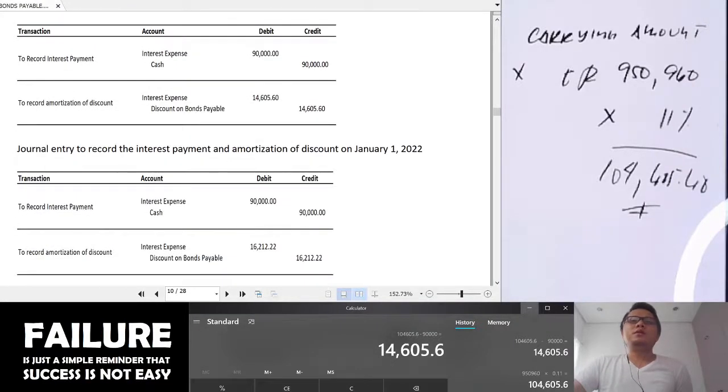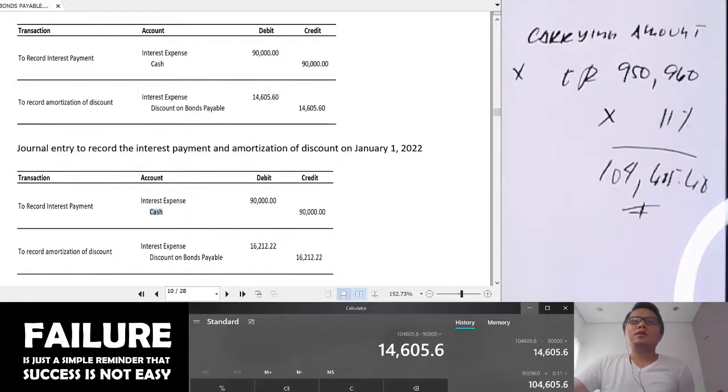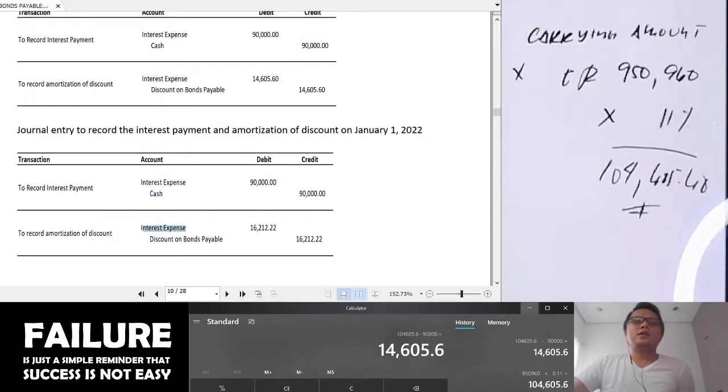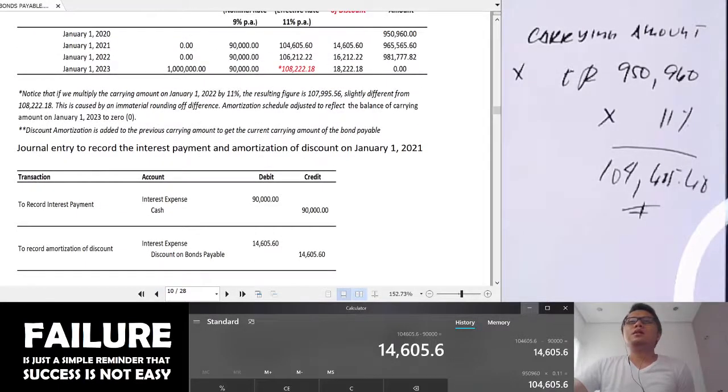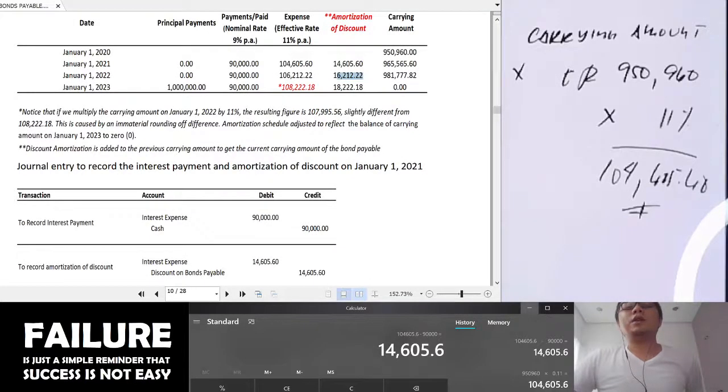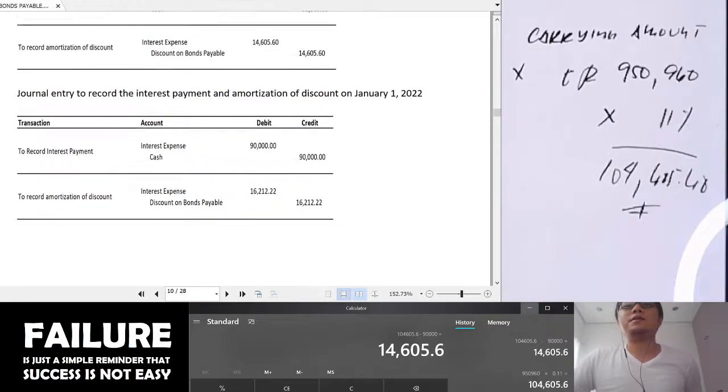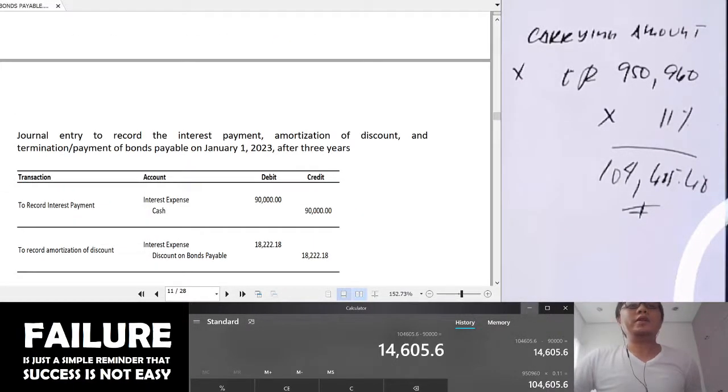On January 1, 2022, the next year na interest payment, same, debit interest expense, credit cash at 90,000, credit amortization of discount at 16,212, ito per schedule. So again, tinitignan lang natin yan, or we have just compared the payment versus the interest expense. Okay? Now, on the third year, record the interest payment again at 90, which is based on nominal rate.